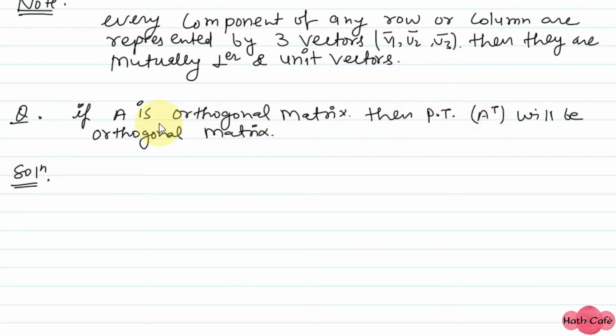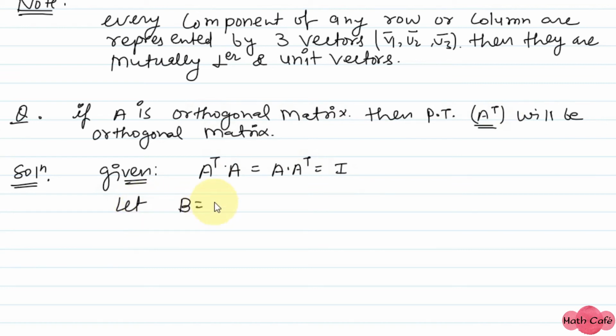So we need to prove, it is actually given that A is an orthogonal matrix. So if A is an orthogonal matrix, that means A transpose multiplied by A is equal to A multiplied by A transpose is equal to identity matrix. We need to prove that A transpose will also be an orthogonal matrix. So let's say A transpose is another matrix B. So we need to prove that A transpose is an orthogonal matrix. That means B transpose B or B·B transpose is equal to I. That is what we need to prove.